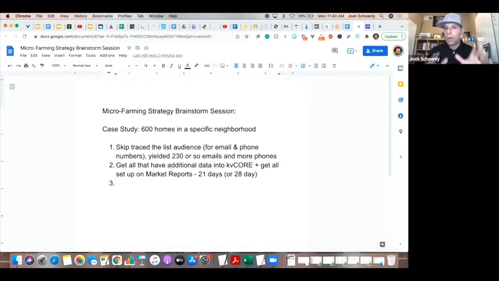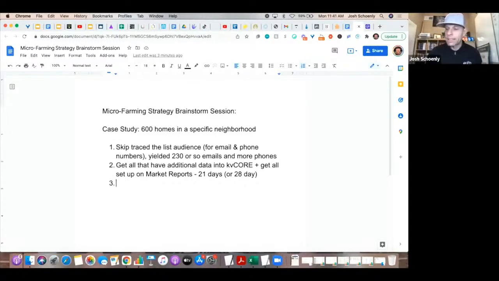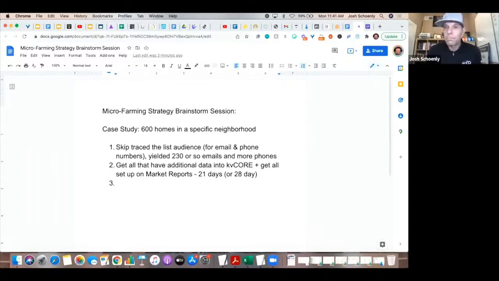So the first thing we have to do is get additional information or data on these folks so we can hit them in multiple fashions. Then we want to leverage that data, and in this example, get them set up on a KV Core market update. What if you don't have that? Well, you could theoretically set everyone up in your MLS and send them a monthly email with all the activity in the neighborhood. If you're watching this, you probably have access to the MLS. That would take some time and effort, but it's also not likely that your competition is doing that. Maybe they are, but not very likely.